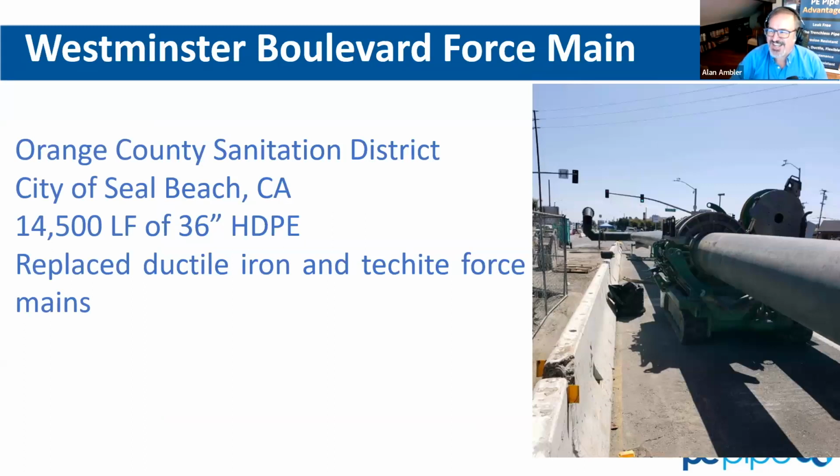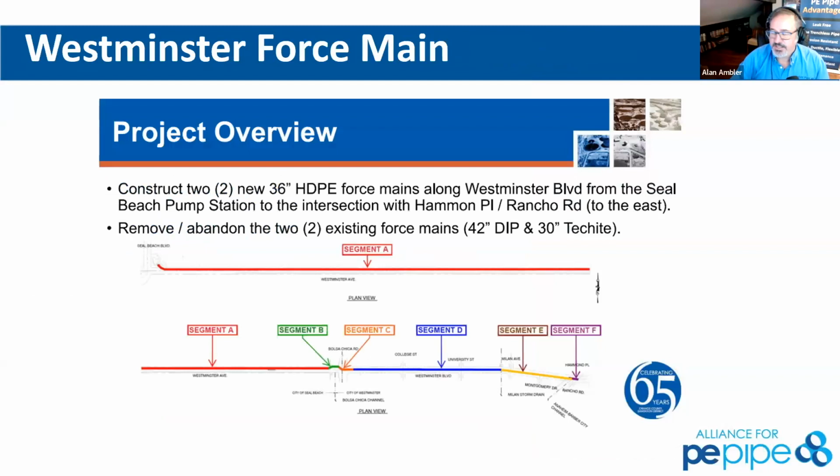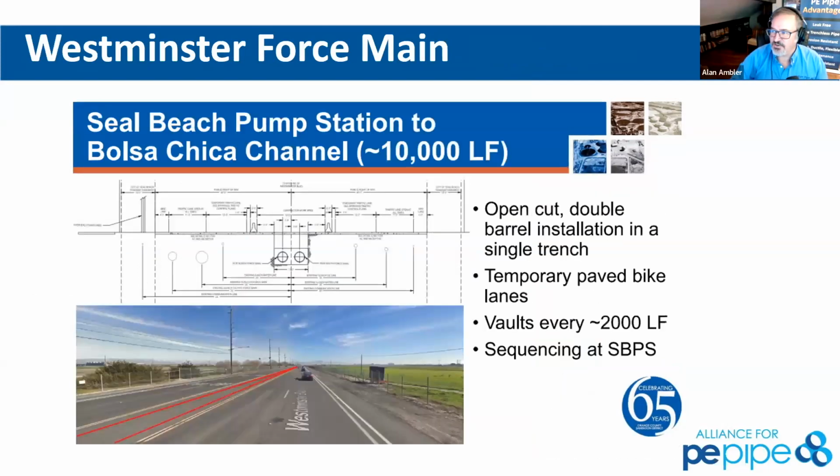So here's another one. Orange County Sanitation District wanted to do 14,000 linear feet of 36-inch force main to replace ductile iron and a different type of force main, a Techite force main. So here they used open cut in order to be able to install this. One of the first questions I would always ask through the discovery phase would be, is it redundant? If it's not, do you want the redundancy? That's a very important part of it. And then continue to go through.